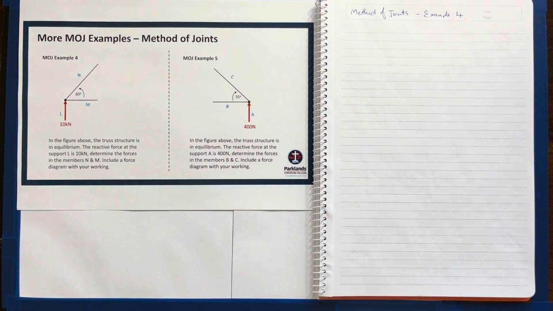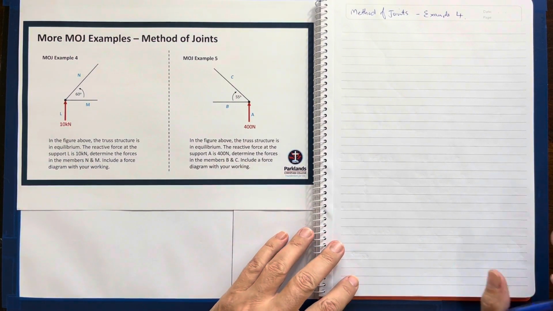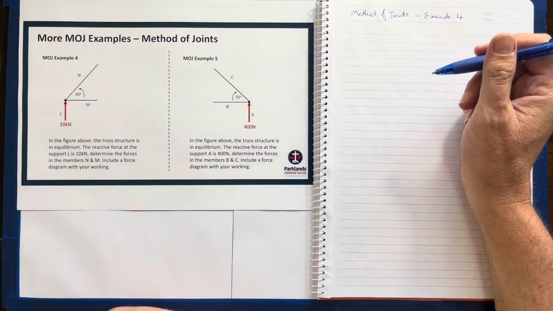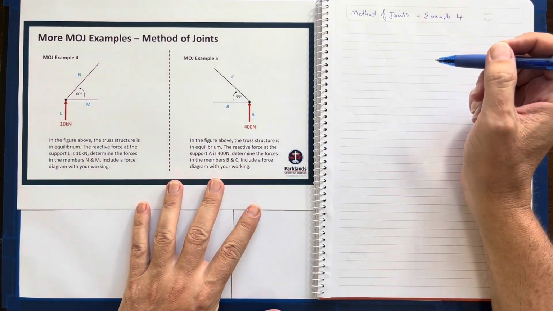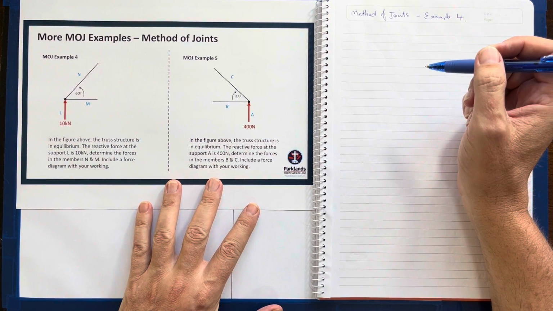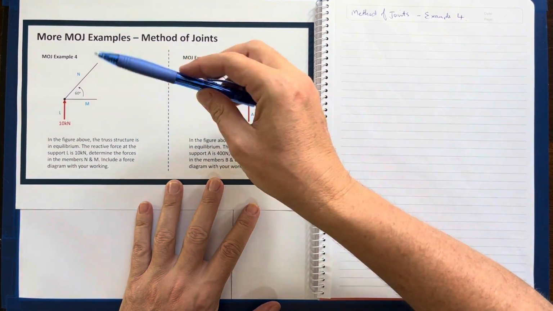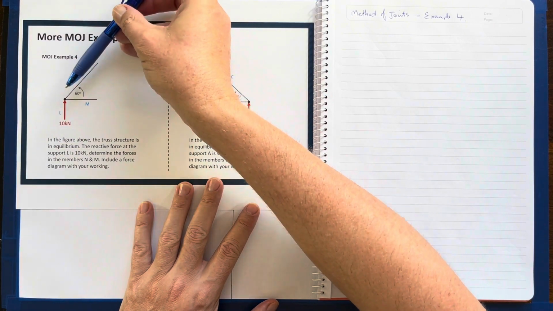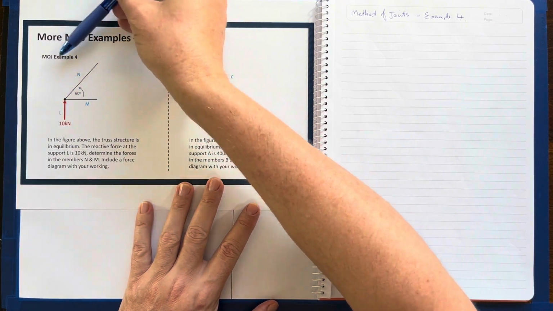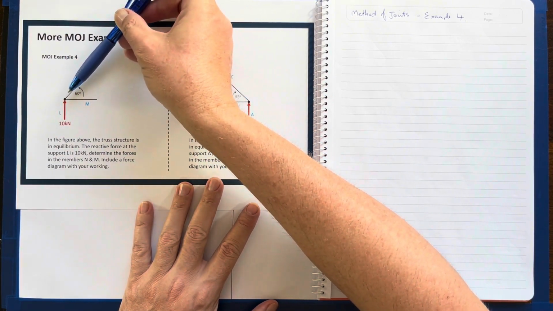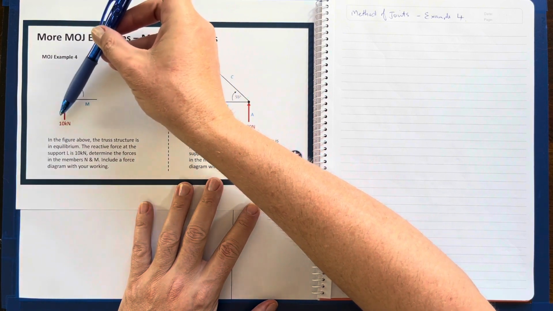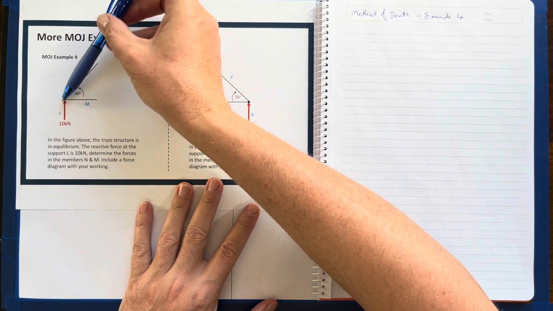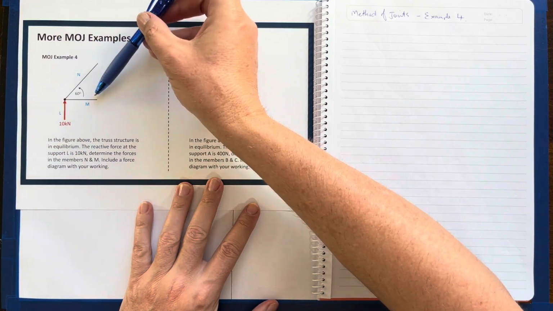I'm going to do a second example on a method of joints. This is example number 4. Previously, we did an example where we knew the force, let's say 4 N, and we were asked to solve these two, the vertical and the horizontal of this truss, of the edge of the truss.